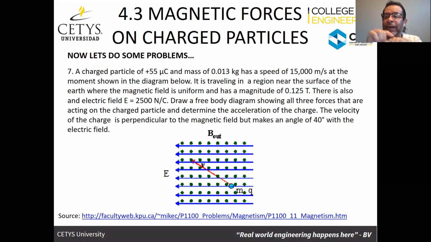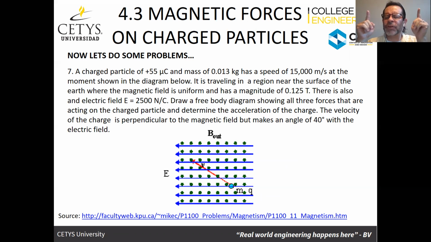And we're considering that the magnetic field close to the Earth is 0.125 Teslas. Now, we're also going to consider that there's an electrical field that's 2,500 newtons per coulomb. Now, it says, draw a free body diagram showing all three forces that are acting on the charged particle.